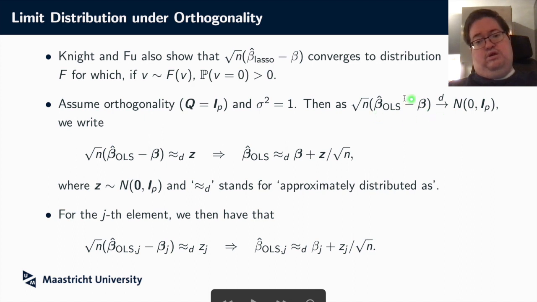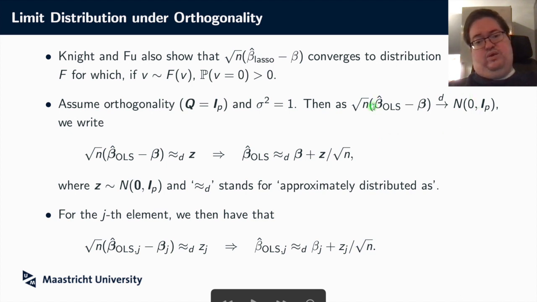But if you're not familiar with it, or it's too far away, have a look at those slides. But what we can see there is that in this particular case of orthogonality, the least squares estimator will have an asymptotic distribution, mean 0, and a variance equal to the identity matrix. So in general cases, we would have something like sigma squared times x prime x inverse there. That is gone because of the orthogonality assumption and the fact we assume the variance of the error terms is equal to 1.